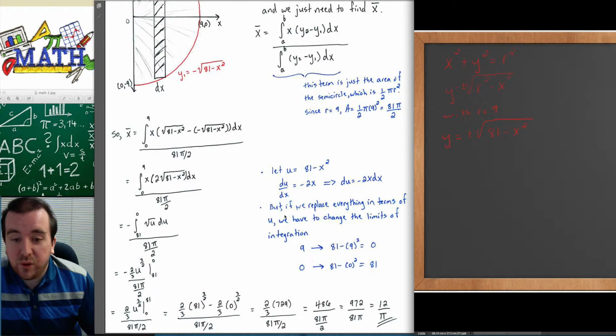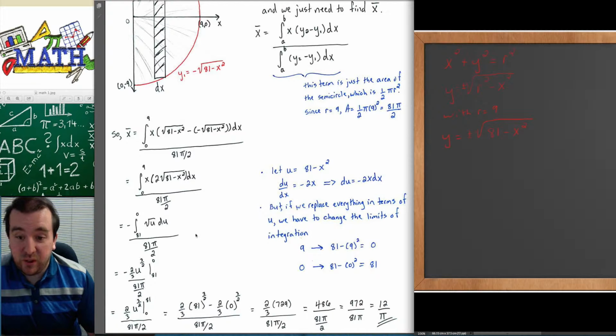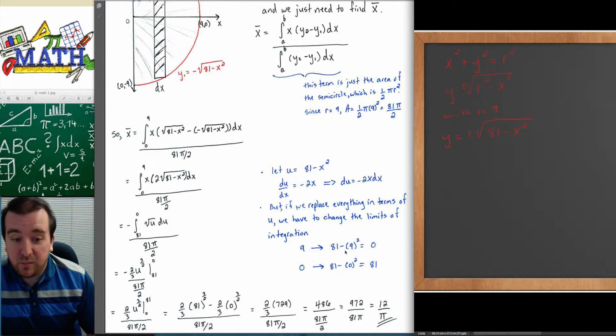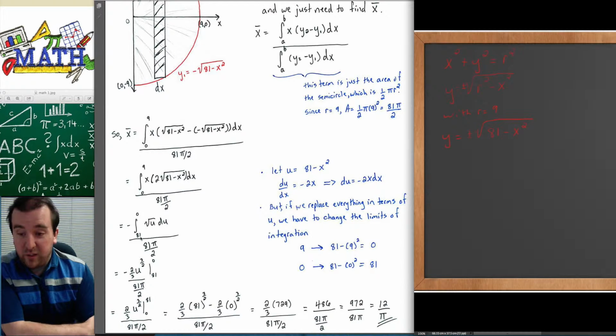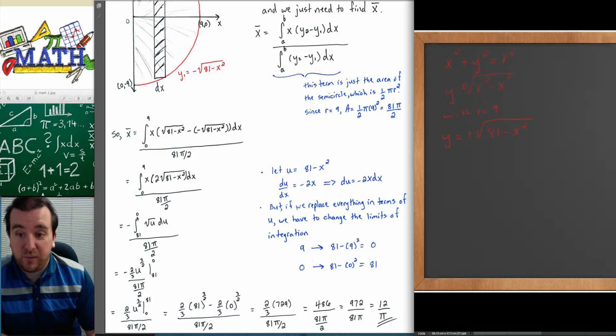Alright, so once we replace everything in terms of u, we have to change those limits of integration. 0 to 9 can no longer be our limits because that was for x. So 9 becomes whatever u is. U is equal to 81 take away x squared, so that's 81 take away 9 squared for our upper limit, which is 0. And for our lower limit, it's 81 take away 0 squared, which is 81. It might seem a bit weird, we're going from a higher number, 81, to a lower number, 0.